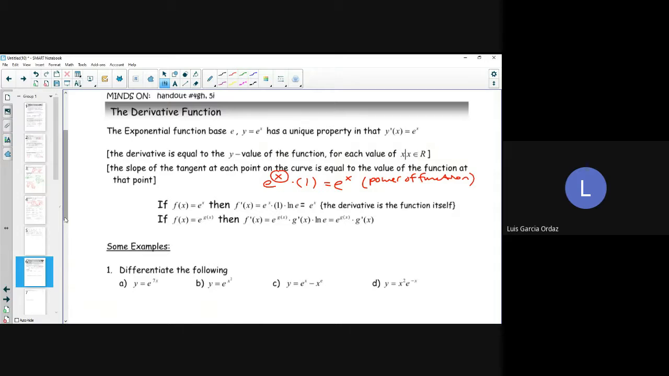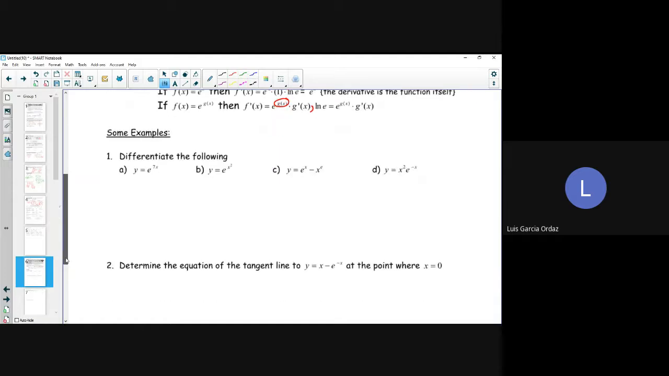And then if f of x is equal to e to the power of g of x, then we also do the power of a function. So we get f prime of x is equal to e to the g of x times the derivative of my exponent, g prime of x. Sorry, I thought this was multiplication. This should be a comma. Whoops.